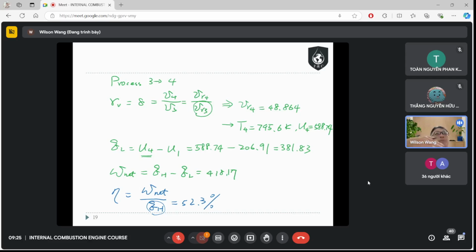Normally when you burn the fuel, you don't get that much energy increase, as well as your network, because you have the piston moving up and down. You get some loss of the energy, right? So in reality you don't have that high efficiency, but the ideal thermal efficiency is 52.3.